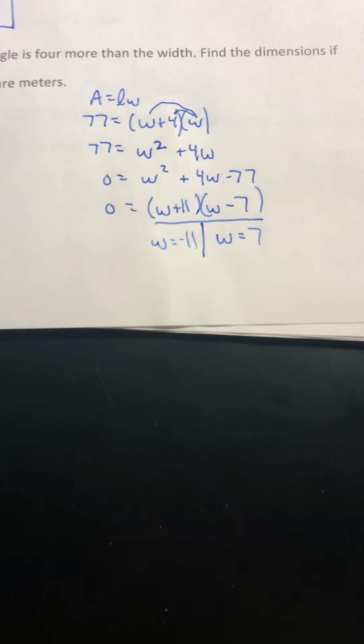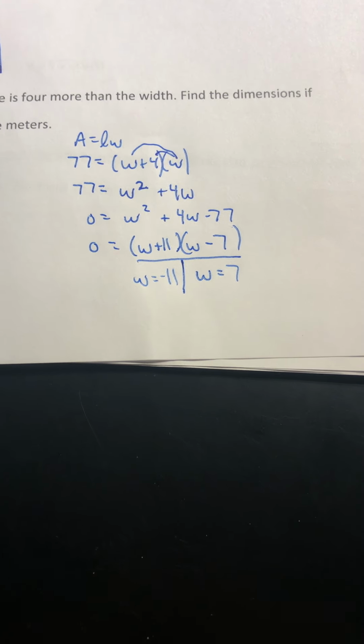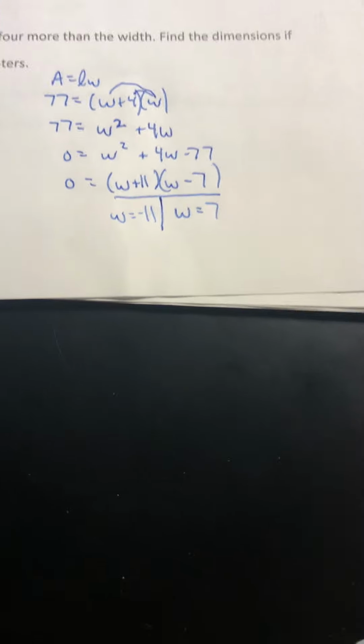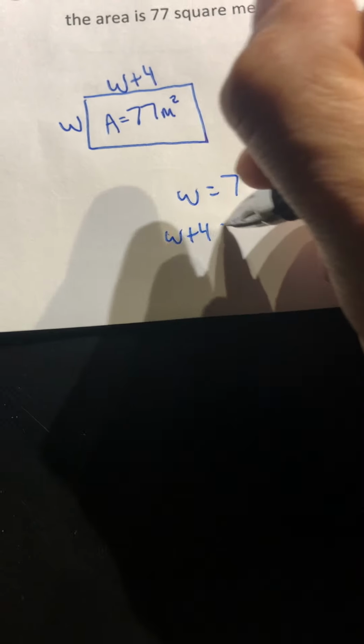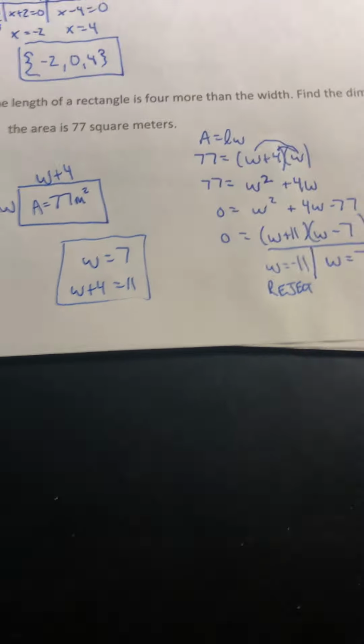Now, we're talking about the dimensions, the lengths of the sides of a rectangle. So we can't have a negative dimension, so I reject this one. And I'm going to take the 7, I'm going to plug it in here. So W is equal to 7. W plus 4 is equal to 11. So that would be my answer.